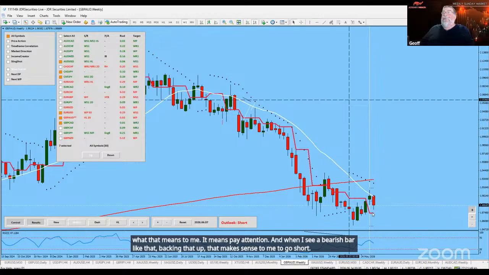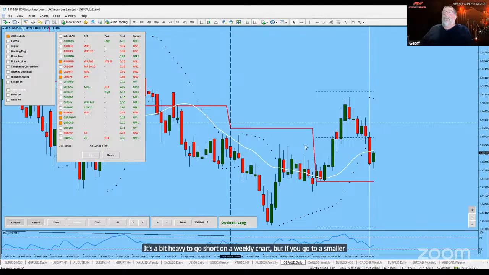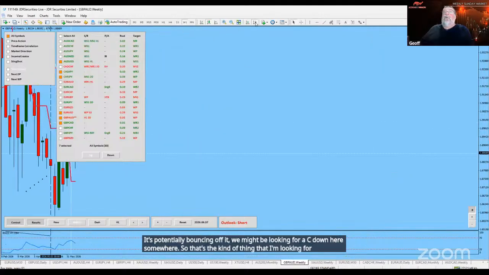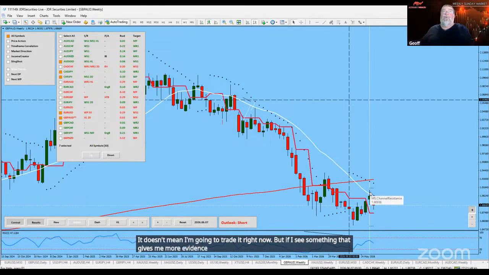It's a bad area to go short on a weekly chart, but if you go to a smaller time frame, you may find something that works. And there's a beautiful what I call ABC potential pattern. So A, it advanced through the moving average. B, it's potentially bouncing off it. And we might be looking for a C down here somewhere. So that's the kind of thing that I'm looking for. It doesn't mean I'm going to trade it right now, but if I see something that gives me more evidence to trade that short, then absolutely I would look to do that.